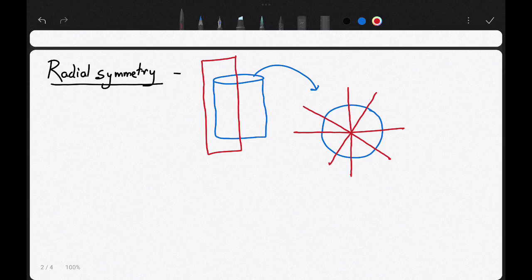Now it gives the appearance of a spoke of a wheel. And each half is known as an antimere. Remember this term, antimere.